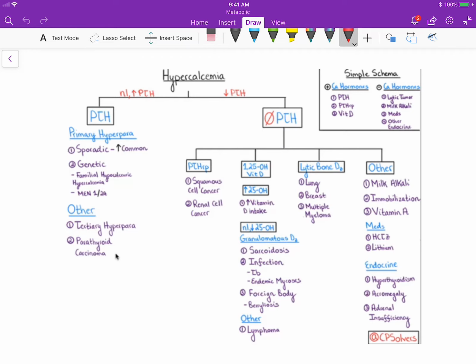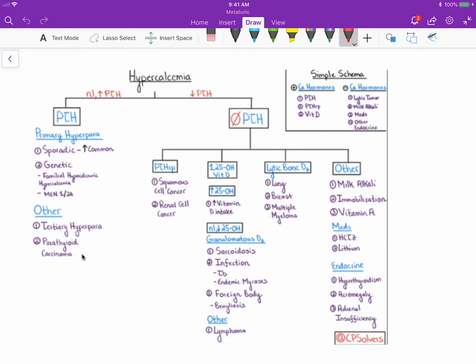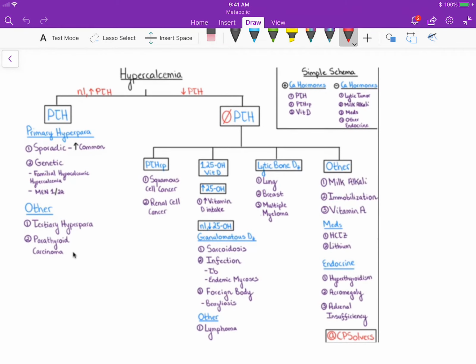All right, so let's get right into this. So the best way to approach hypercalcemia, in my opinion, is doing it through an endocrine approach. Okay, so I like the way CP Solvers has this broken down. They first start out by asking, is this a PTH versus a non-PTH mediated process?